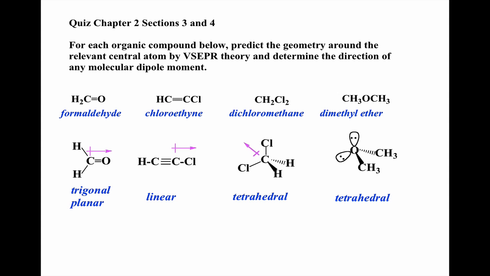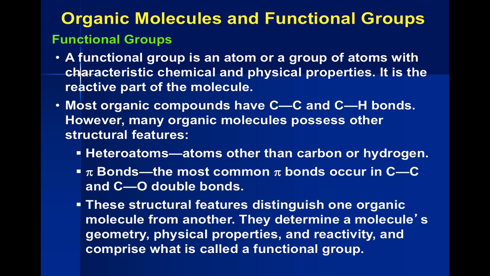How about dimethyl ether? That's right. It's going to go out in that direction, right? So we have this tetrahedral shape at oxygen, counting the electron lone pairs. Okay?